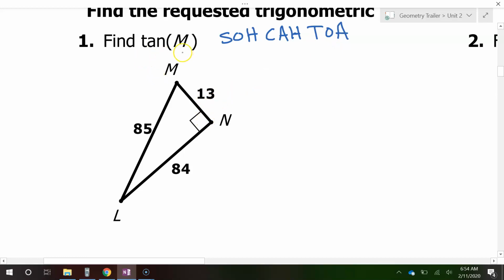So we're supposed to find the tangent of M. Let's start by labeling the sides. Start with the hypotenuse, which is across from the 90-degree angle. So that means this is the hypotenuse. Now, circle the angle that you're dealing with, which is angle M, and draw an arrow going away from it, and then that will be the opposite side. The other side is the adjacent side. So now, we're supposed to find tangent, so we're definitely going to write tangent down. But tangent is opposite over adjacent. So that's going to be 84 over 13.